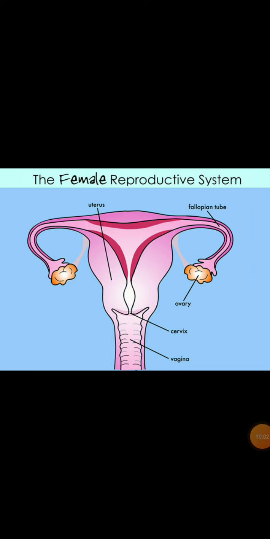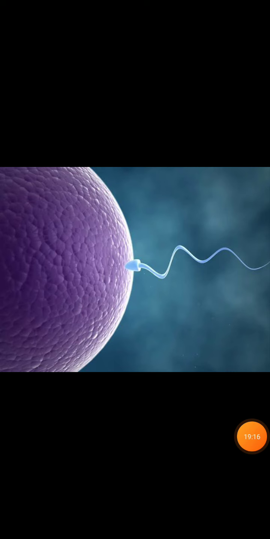Now, what happens if the egg is not fertilized? Which means, what happens when there is no fusion of a sperm and ovum? We have discussed that when there is a fusion of a sperm and an ovum, a zygote is formed. But what happens when there is no fusion? If the egg is not fertilized?